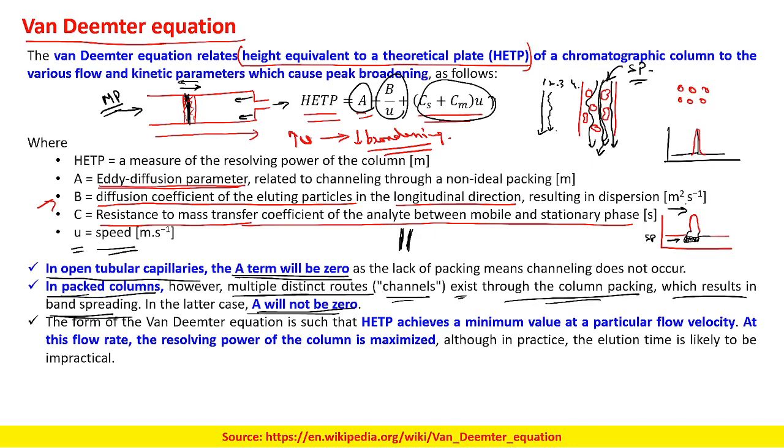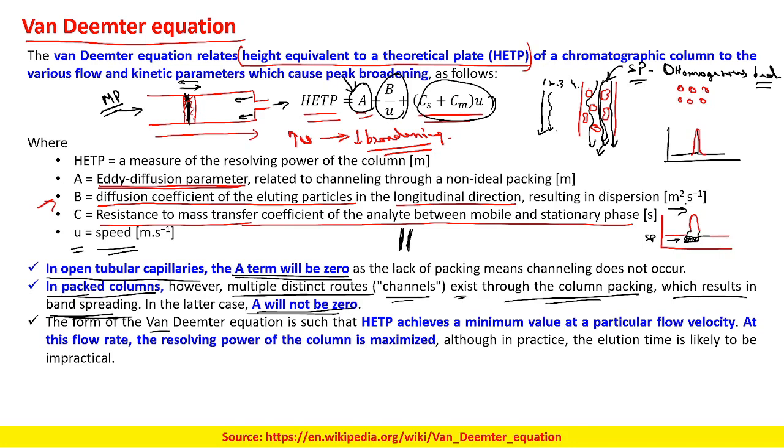However, you can reduce this A factor by preparing homogeneous beds. Beds mean column beds. If you use homogeneous sized particles and make the bed with those homogeneous particles, then you will get things in a proper manner. The A factor would be less. However, you cannot make it completely zero.